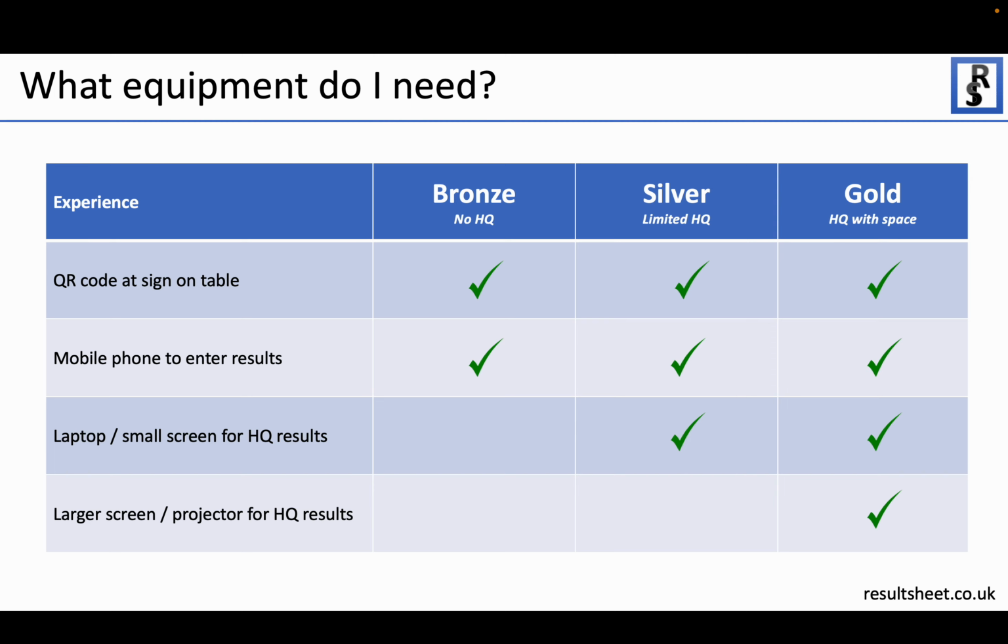So if you think about a smaller HQ where there are no projection facilities, but maybe you can put a laptop screen or a smaller screen into one part of the HQ, that's really what that's for. Again, you would print off your QR code and put it on the sign-on table. The mobile phone is used to enter the results, but then you would have a laptop connected to a small screen running an HQ for the live streaming of the results as they come in.